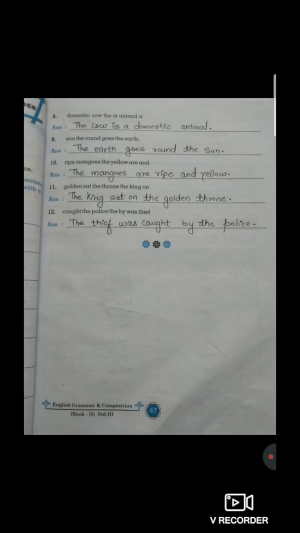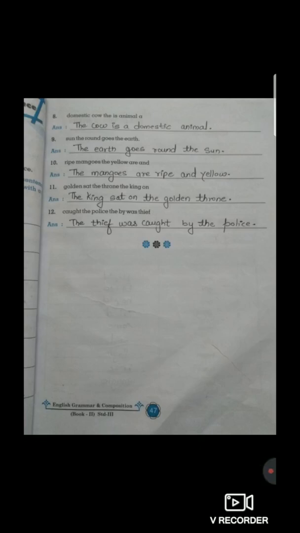Golden sat the throne the king on. So the answer will be, the king sat on the golden throne. In the end of the sentence, there is a full stop. And the very first letter T is written in a capital letter. Right students? You have to write the very first alphabet in a capital letter. Okay. Now the 12th one.